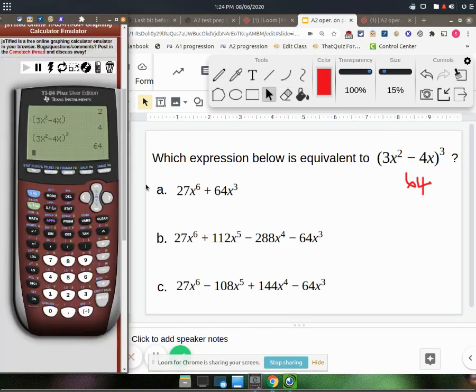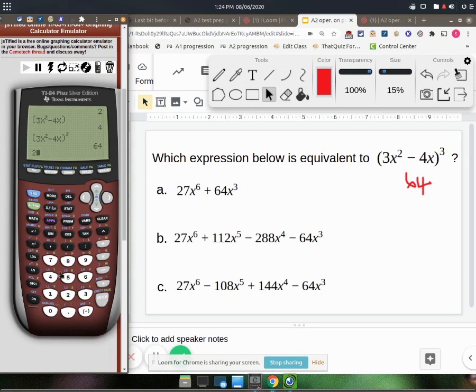Now we're going to do the same thing for the answer choices. Your calculator believes that x is equal to 2. So if the original is actually equivalent to one of these, then when you plug in 2 for x down here, you should also get 64. Now, I know the answer is not A, so let's try B or C. We'll go with B here.